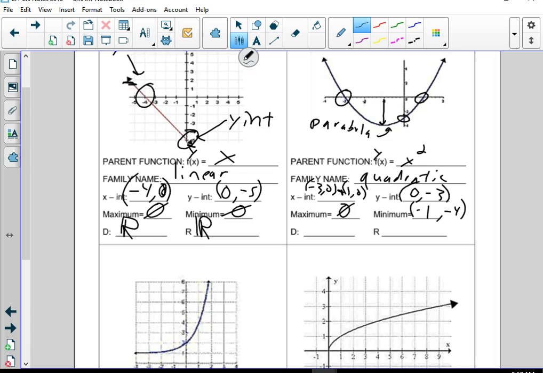Okay, the domain. How far left is it going? How far right is it going? It's going all those real numbers. It's going forever and ever. Now, range. Is it going up or going down? It's going up. So is that less than or greater than? Greater than, right? So y is greater than or equal to, what's the lowest point? -4. It comes from that minimum right there. That vertex. Y has got to be greater than or equal to -4.